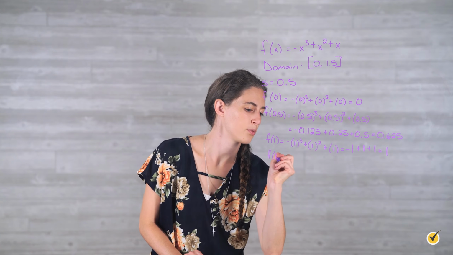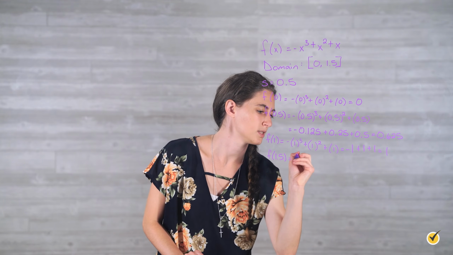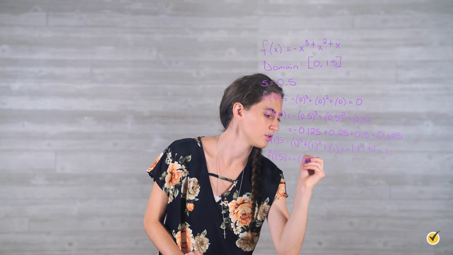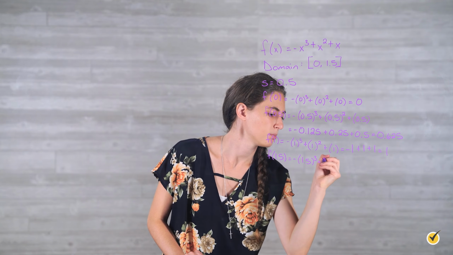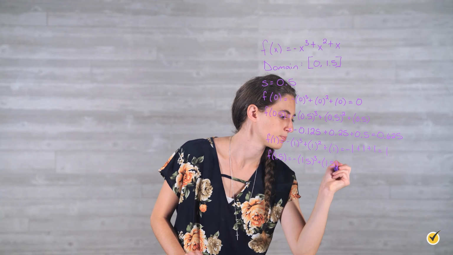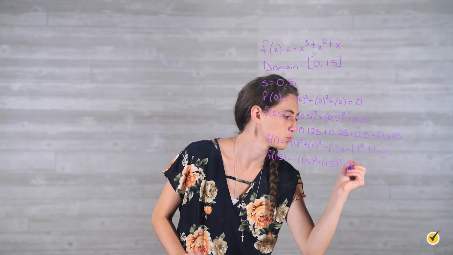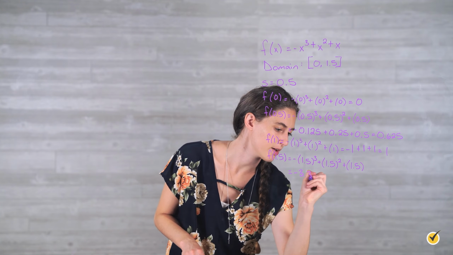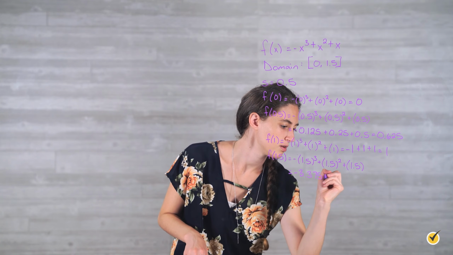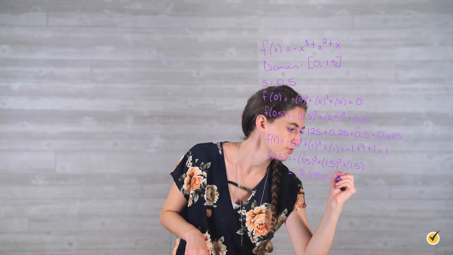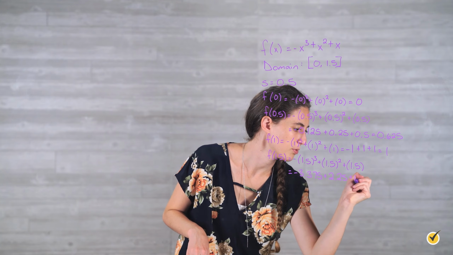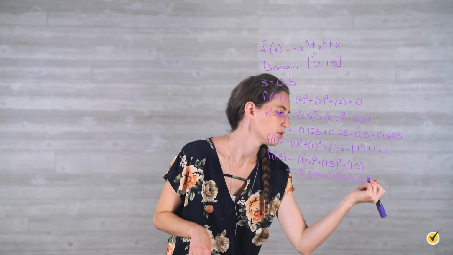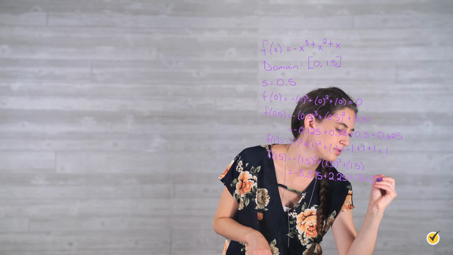And finally, f of 1.5. This is equal to negative 1.5 cubed plus 1.5 squared plus 1.5. So this is equal to negative 3.375 plus 2.25 plus 1.5, which is equal to 0.375.